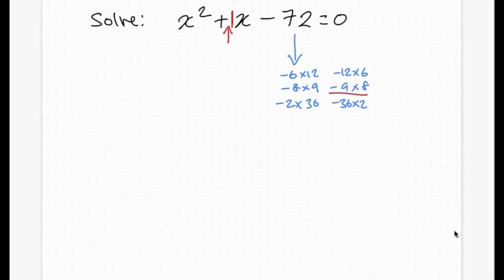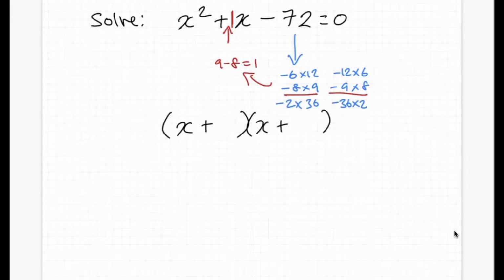Minus 9 plus 8 gives you minus 1. So 9 minus 8 gives you 1, right? So that's the correct pair of numbers. So now we're going to open our brackets and fill in our terms. So this is actually going to be minus 8, and this is going to be plus 9. Because that's a minus 8, we can get rid of the plus like so. So now we have x minus 8 into x plus 9 equals 0.